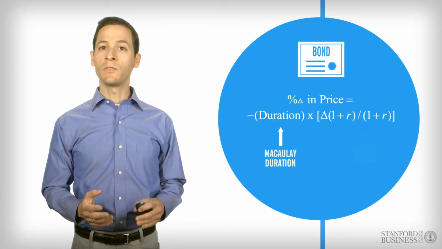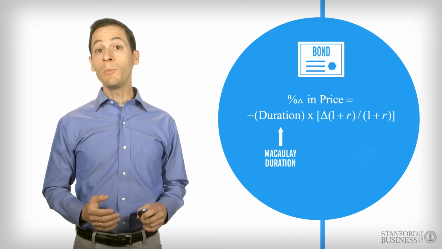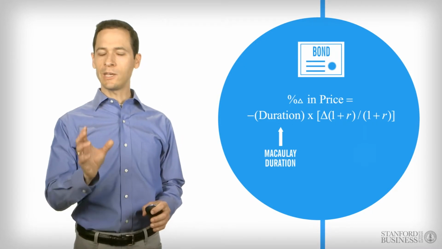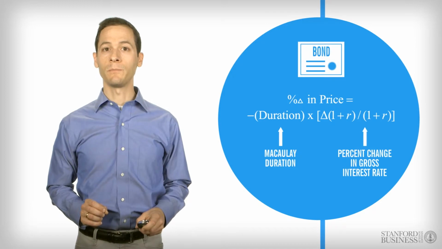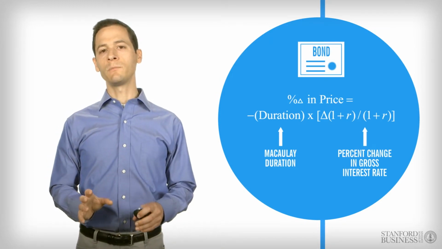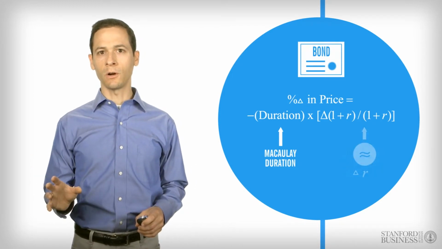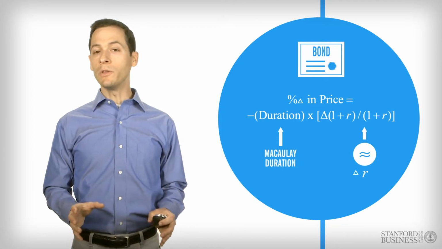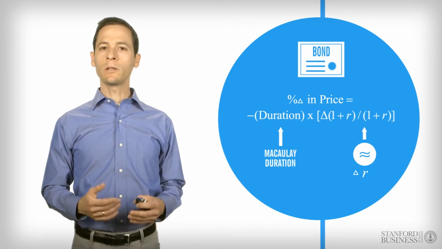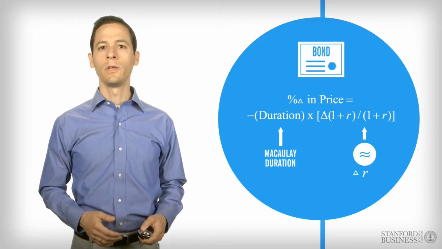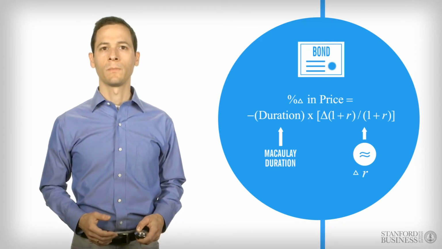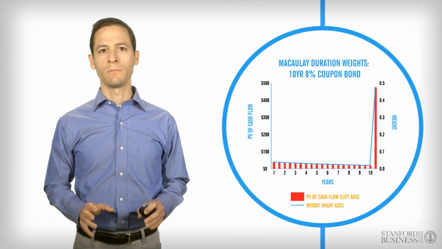So the formula says that the percent change in price can be approximated by multiplying a constant, this duration, by the percent change in the gross interest rate. This object on the right, delta (1 plus r) over (1 plus r), or the rate of change in the gross interest rate, is quite close to the level change in the discount rate in percent, so just delta r, just slightly smaller. Now, what is the duration?